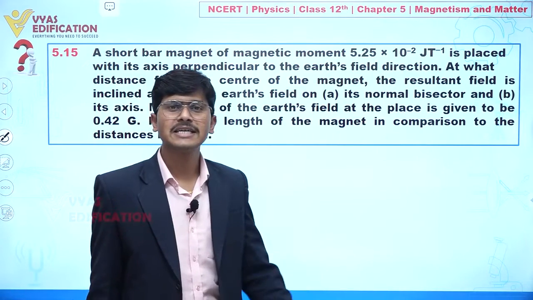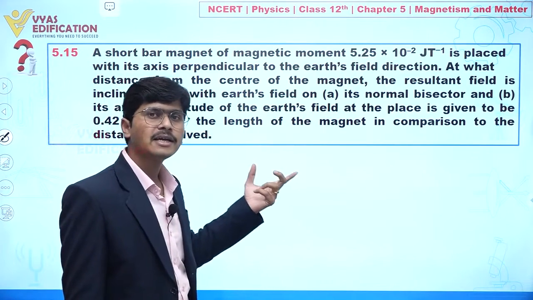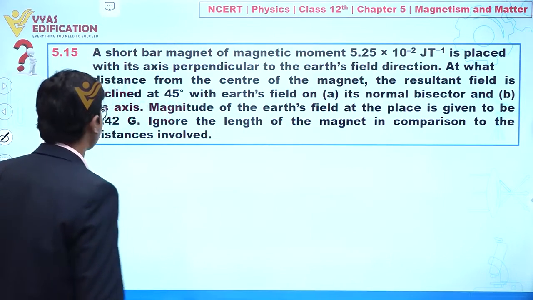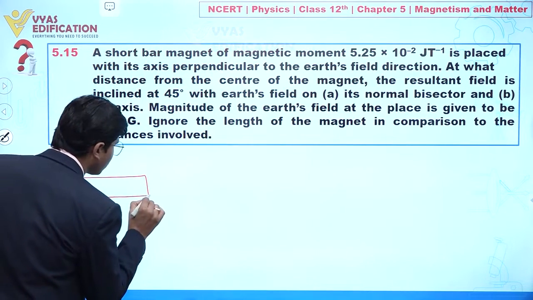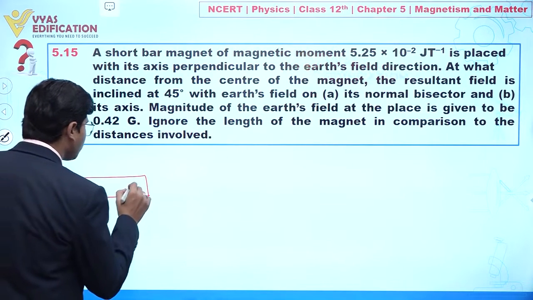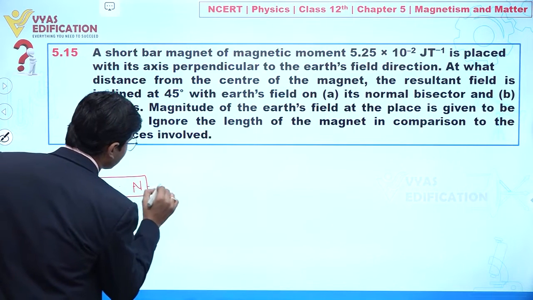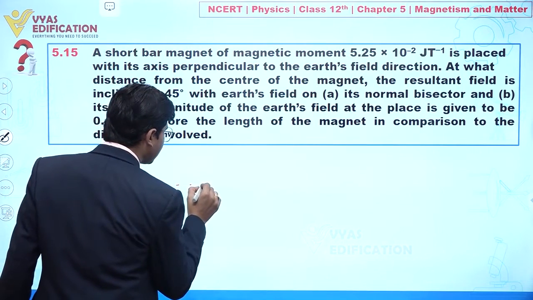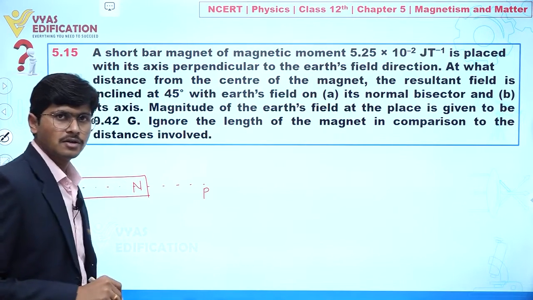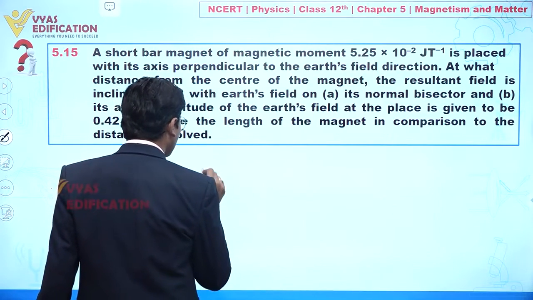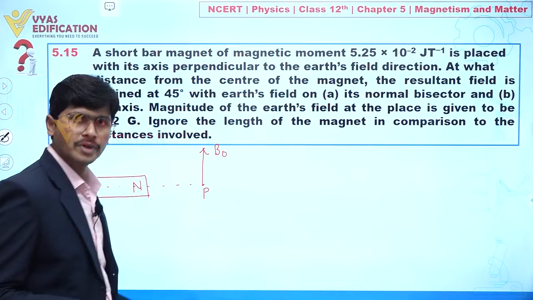Now we are going to discuss its part number B. In part number B, it is given that we are finding the resultant magnetic field on its axis. Clear? So on its axis, again, if I draw here, let's suppose this is a short bar magnet. I can say this one is north, this one is south. Let's suppose I am taking a point here, this point is P. Clear? So we know the earth's magnetic field is in the perpendicular upward direction. This is clear to us.